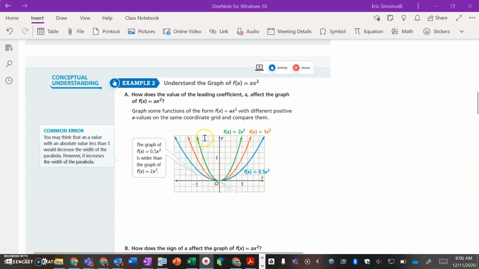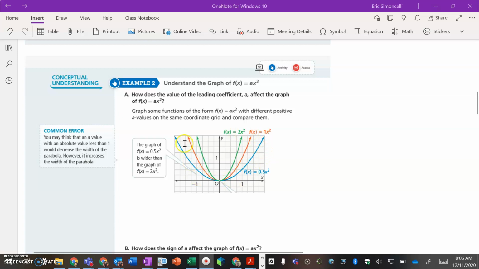The green function is narrower than the red. It is being multiplied by 2. So it is actually a vertical stretch of the red. Imagine taking the red function and stretching it up. Therefore, this green is narrower than the red. And again, the a value, because it's equal to 2, that being greater than 1, that's the case.